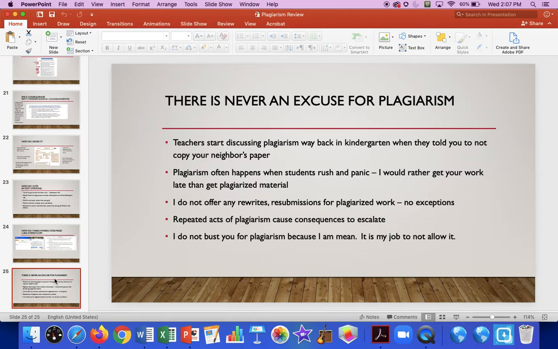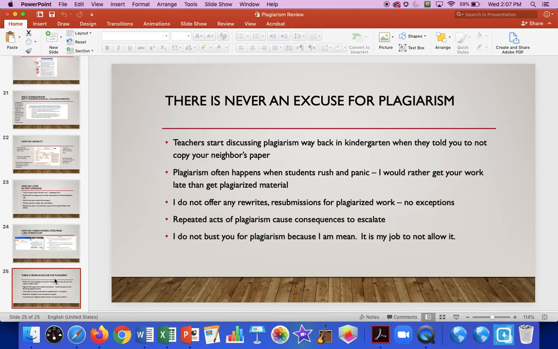And finally, in closing, I do not bust you for plagiarism because I am mean. It is my job to not allow it. It is literally my job to teach you how to write well. That is my job as an English teacher. I have to teach you how to read well and write well. And if I allowed you to get away with something like plagiarism, I would not be doing my job.